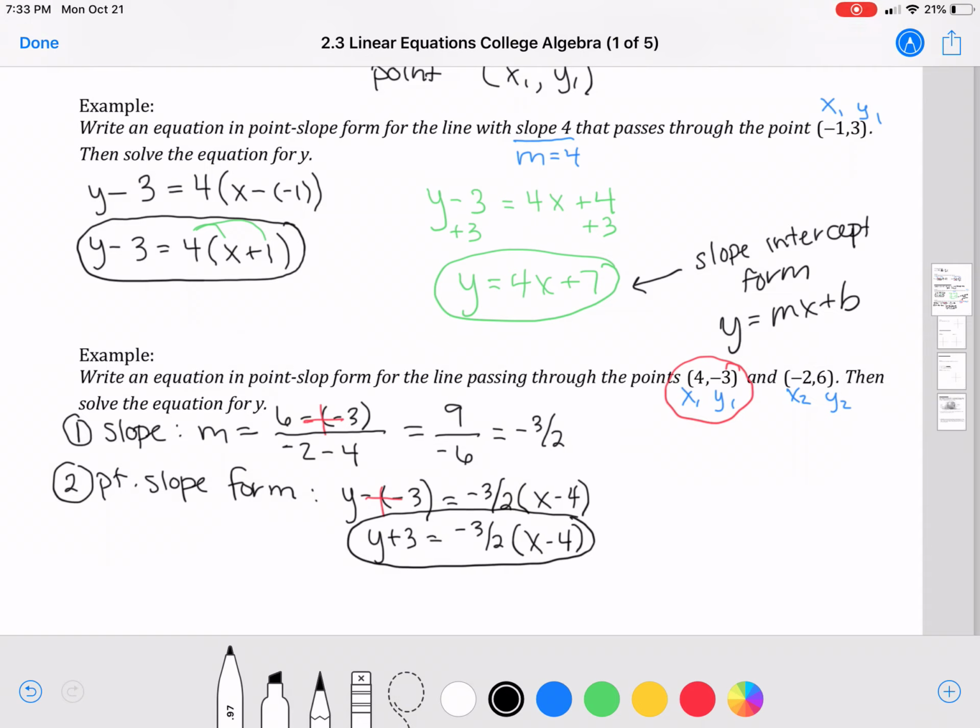Okay, and then lastly, it wants us to solve for y, which really is asking us to put it into slope-intercept form. And I apologize if you can hear my dog chewing on her bone.